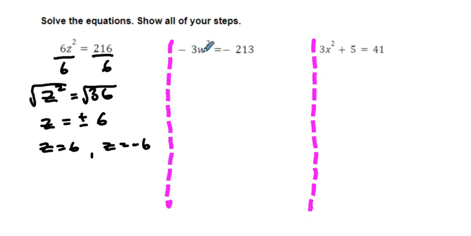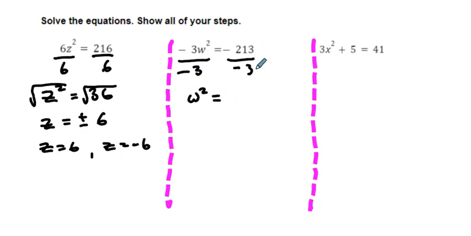Next, again, negative 3w squared equals negative 213. Divide both sides by negative 3 because we want that coefficient to be equal to 1. These will effectively cancel, they divide and give you 1, which is what you want, a coefficient of 1 in front of your variable.